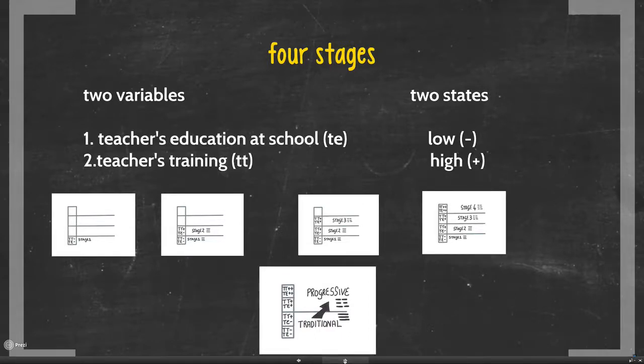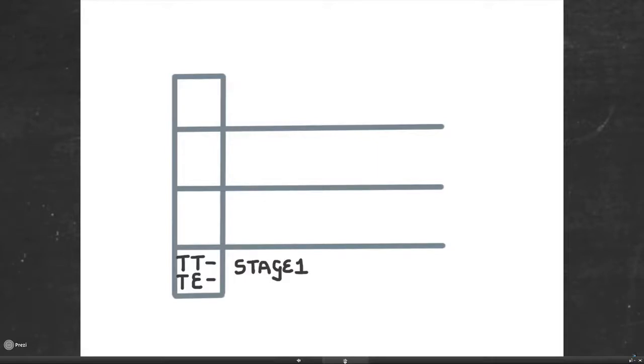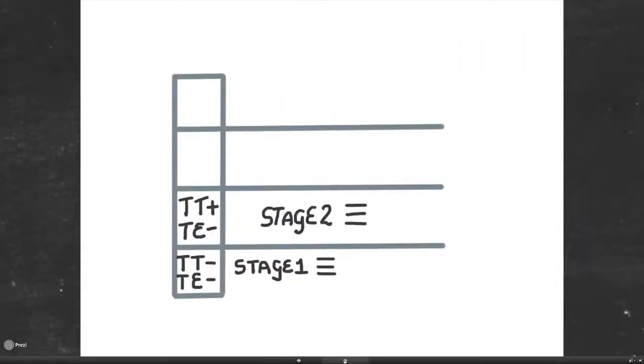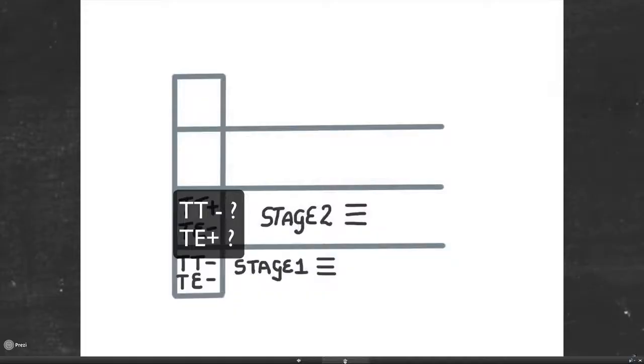Of which we're going to find out that only three are really possible. And to see why that is, take a look. We know that that's stage one. Okay, teacher education is poor and teacher training is poor, and that results in stage one. But the question becomes, why is stage two that possibility where teacher training improves but teacher education stays poor? Why is the second option not, for example, teacher education improving but teacher training being poor?